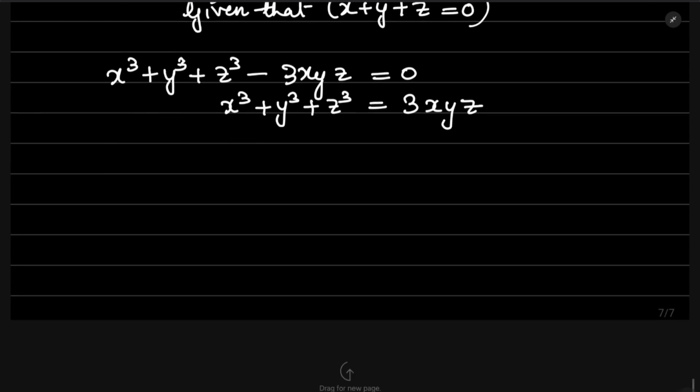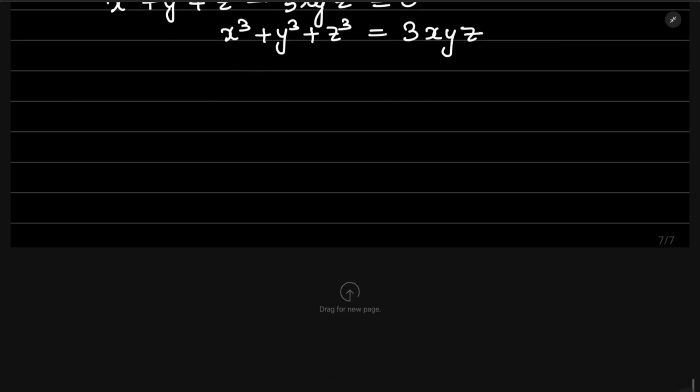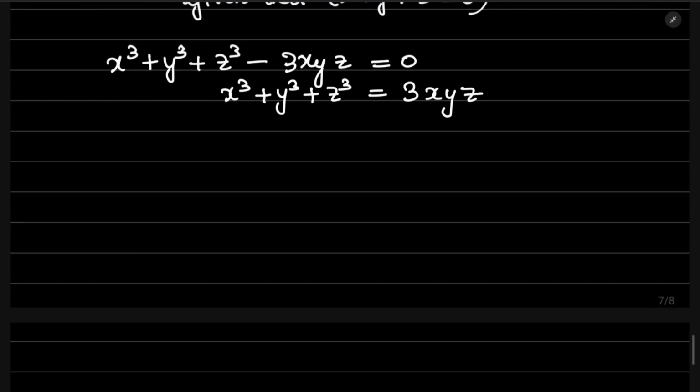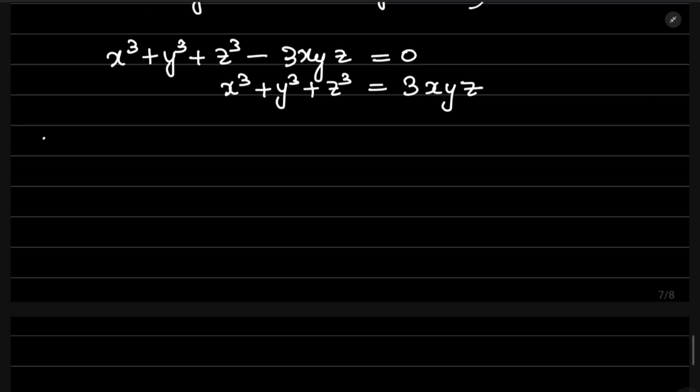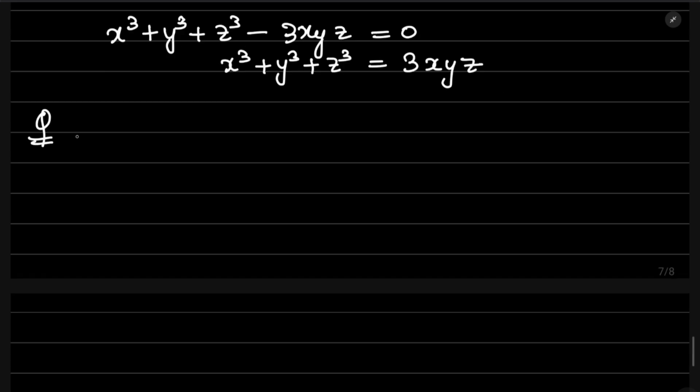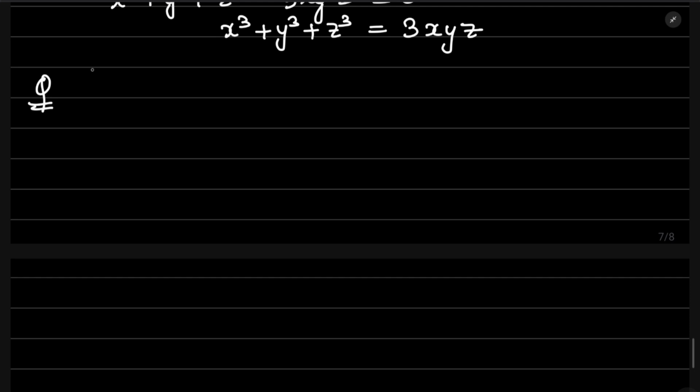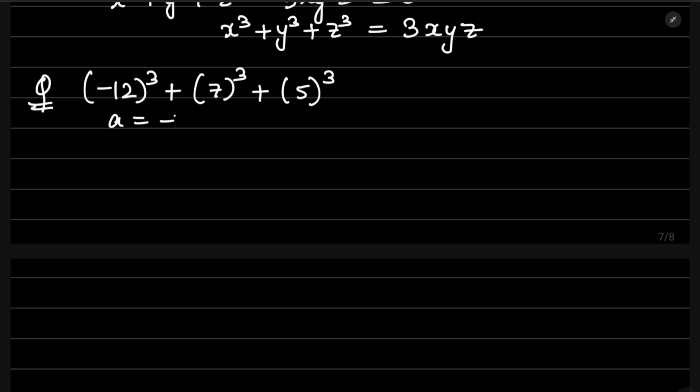Let's do a question now based on this. The question is, without actually calculating the cube, find the value of minus 12 the whole cube plus 7 cube plus 5 cube. So you are asked the cube of 3 numbers. The minute you are given like this, your A is minus 12, B is 7, C is equal to 5.